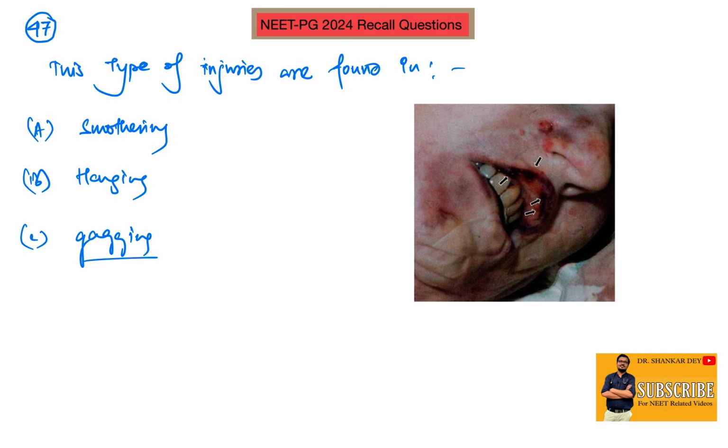47. This type of injuries are found in, here you can see there are multiple bleeding spots just below the lip, in the inner surface of the lips, when there is pressure over this region, like in the mechanism of smothering. So in smothering, due to application of pressure over the mouth and nasal orifice, there can be mucosal bleeding. So this picture is suggestive of smothering.